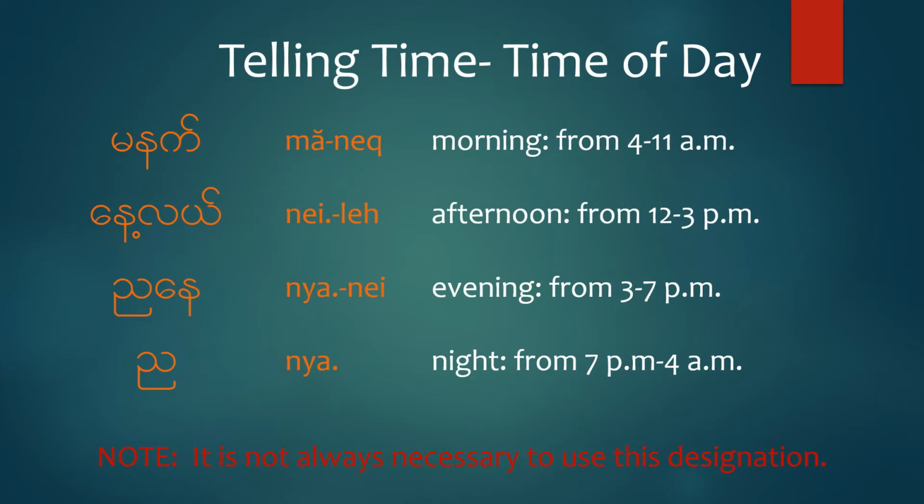Again, it's not always necessary to use this designation, but if you do tell someone you're coming at 8 o'clock, you may need to specify that's in the morning, not in the evening. If you say 3, however, it's more than likely they'll understand that's 3 in the afternoon you're coming, not 3 in the morning. So let's move on.